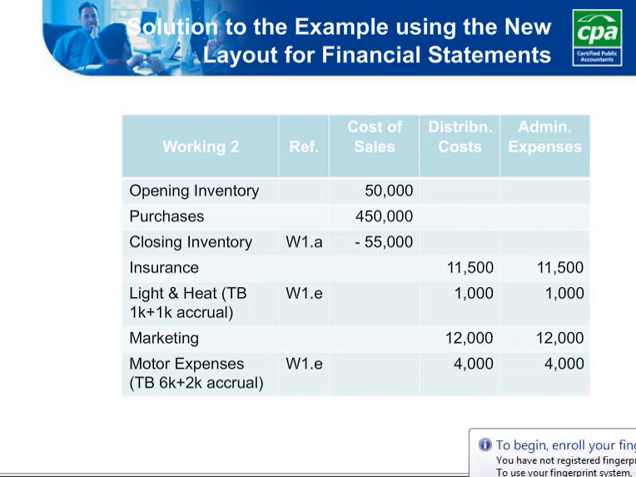into administrative expenses. Light and heat, the trial balance figure is 1,000, plus the accrual in working 1.E of 1,000, giving 2,000 in total, and again split 50-50 between distribution and administrative expenses. Marketing, there's no adjustment, so it's 24,000 split, 12,000 going into distribution, 12,000 into administrative expenses. And motor expenses, like light and heat, there is an adjustment here for an accrual. So the trial balance figure is 6,000 plus working 1.E of 2,000 accrual, giving 8,000 in total. We split it 50-50, so 4,000 goes into distribution costs and 4,000 goes into administrative expenses.